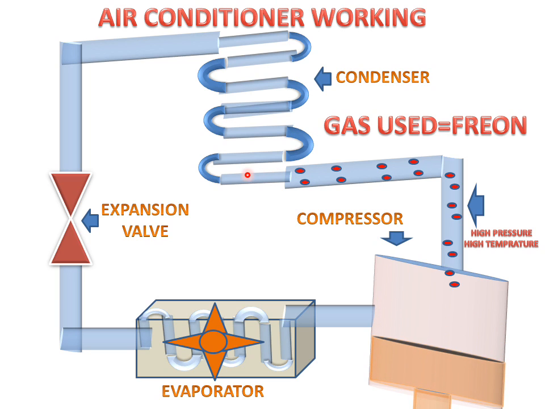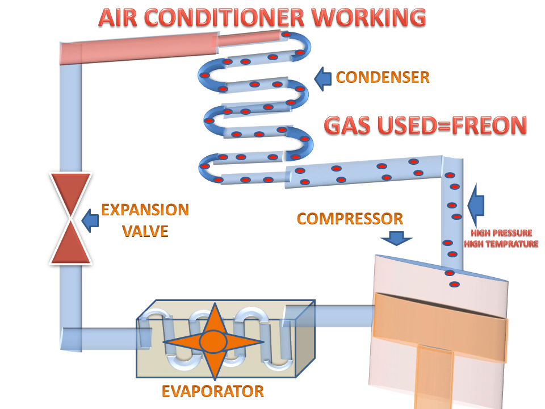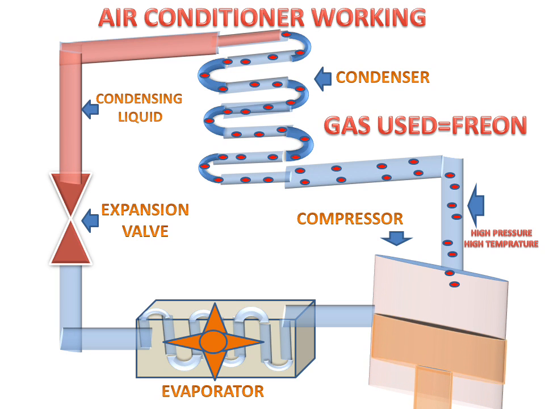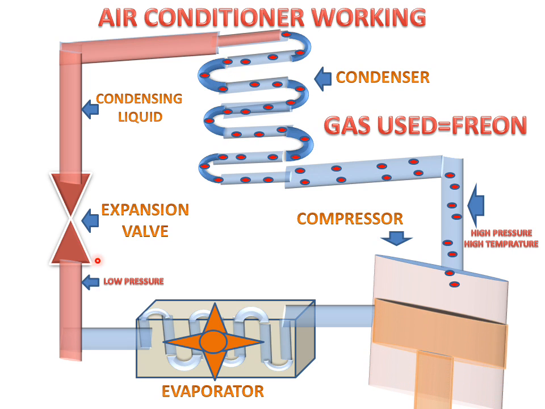In the condenser, it will change its phase into liquid form at the same temperature. This condensed liquid will go to the expansion valve. The expansion valve will lower the pressure of the liquid, and with this lower pressure and cooled effect, it will go to the space where we want to produce cooling.